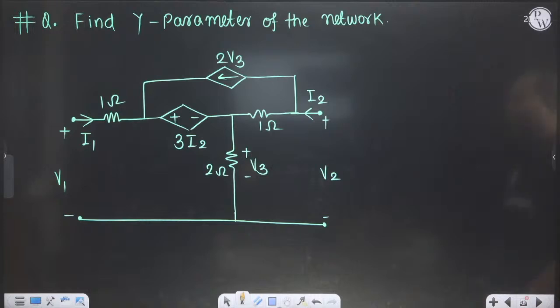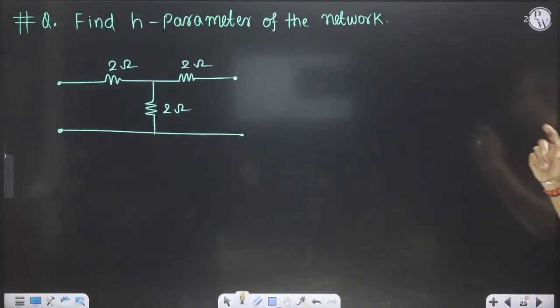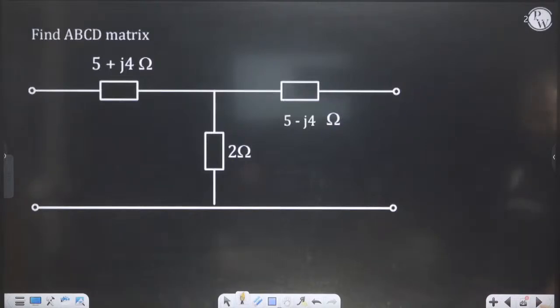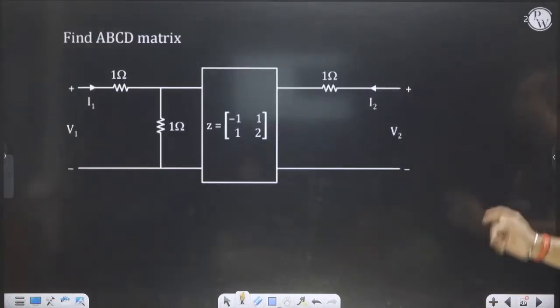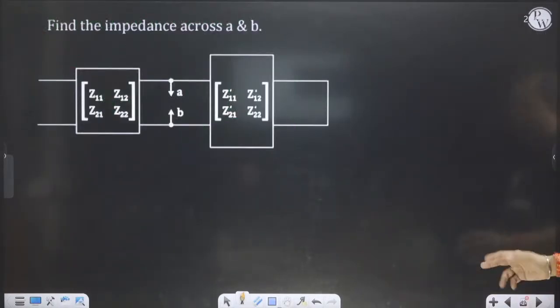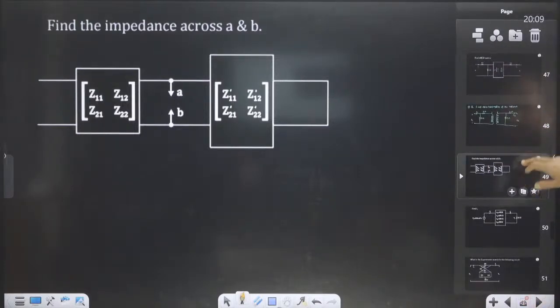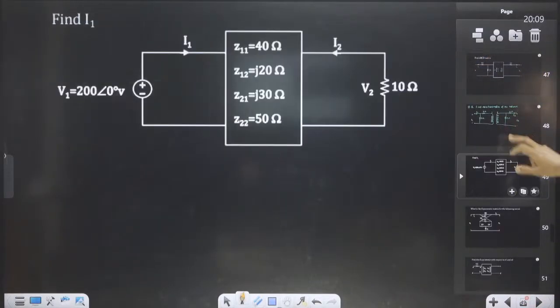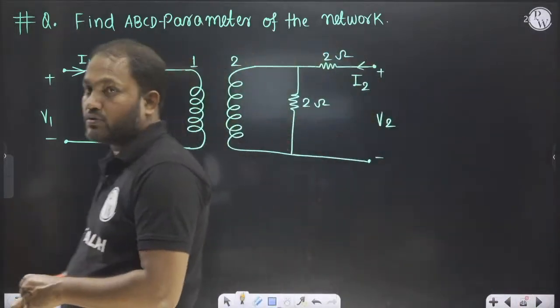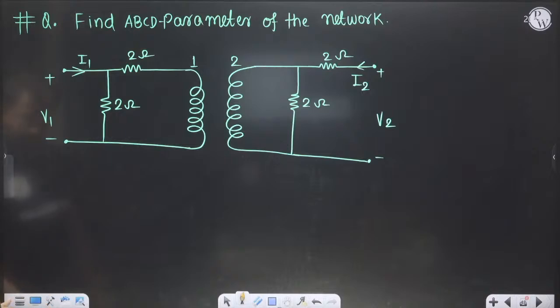Then after that we have to calculate the Y parameter for this one, the H parameter for this network, and the ABCD matrix for this network, and we have some more questions related to that. So we have the questions, we can do this question. Okay, so up to this we will do the question. So we will meet again.